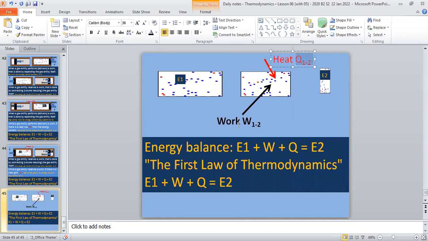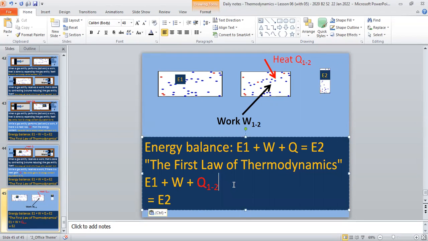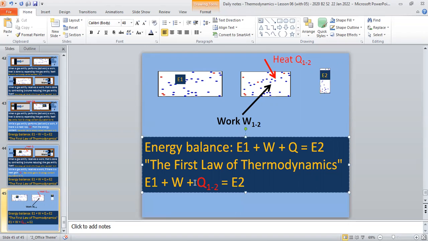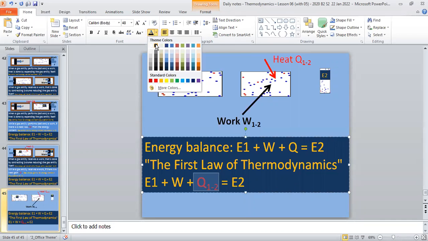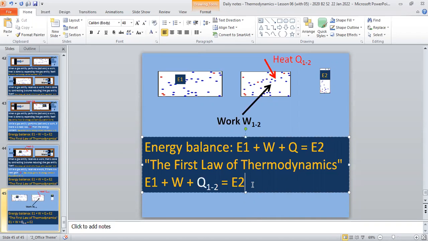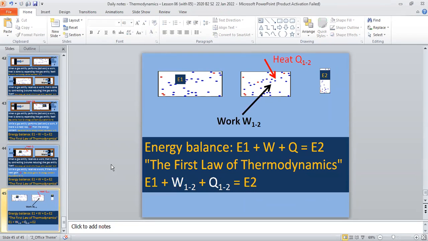Q. This has some better sense, maybe. That's okay. Q1 to 2. Also, I can add this 1 to 2 to W as well. W1, but E1 and E2. Okay.